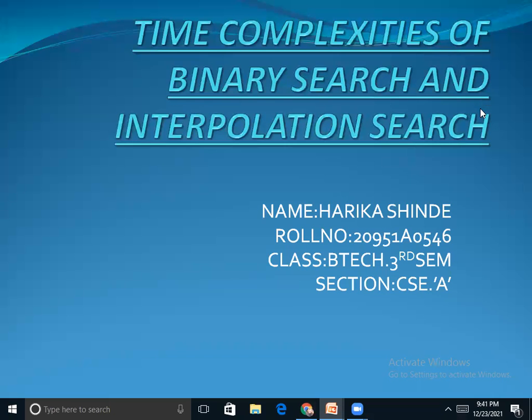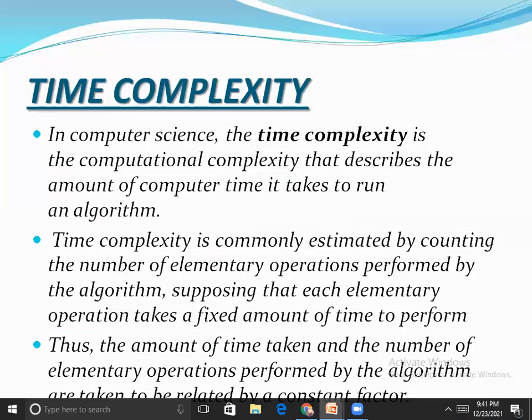My topic is Time Complexities of Binary Search and Interpolation Search. Let's begin. First, what is time complexity? In computer science, time complexity is a computational complexity that describes the amount of computer time it takes to run an algorithm. Time complexity is commonly estimated by counting the number of elementary operations performed by the algorithm.